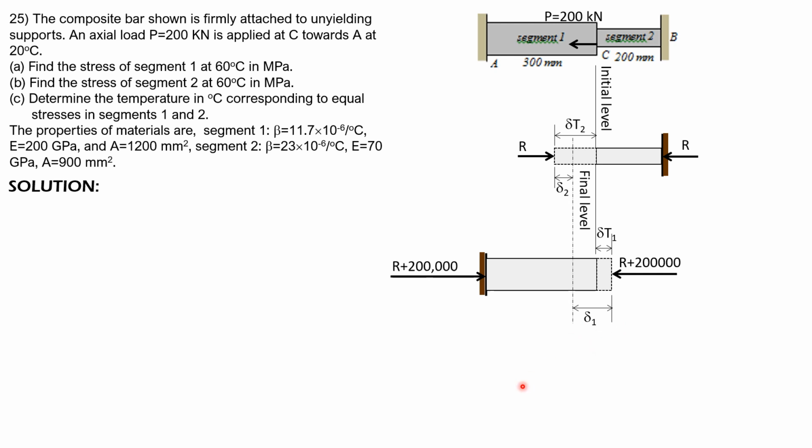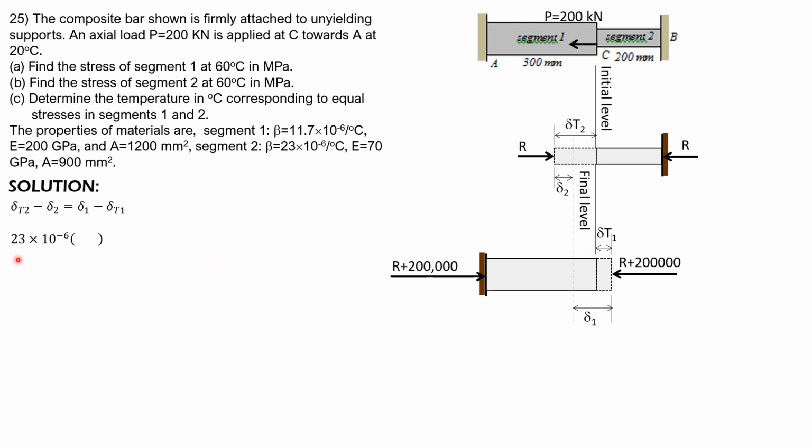That's it. So if we establish the compatibility equation, we have delta T2 minus delta 2. So it would be this value here, and it is equal to delta 1 minus delta T1. So that should be the compatibility equation: delta T2 minus delta 2, which is equal to this, equals delta 1 minus delta T1.